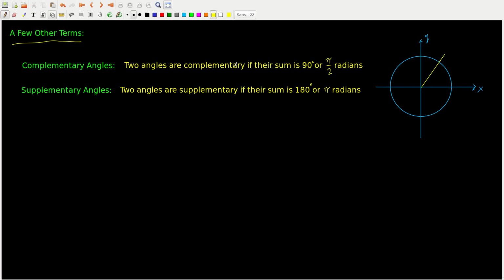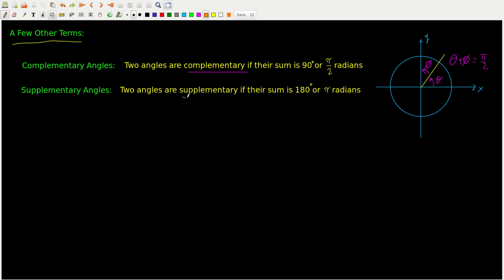Complementary angles are two angles that sum to pi over 2 radians, or 90 degrees. So for example, on this picture, if I took the angle here, let's call that theta, and I took the angle here, which is phi, those two angles add to 90 degrees or pi over 2 radians. And so those two angles are what you would call complementary, because when I add them together, we get 90 degrees or pi over 2 radians.